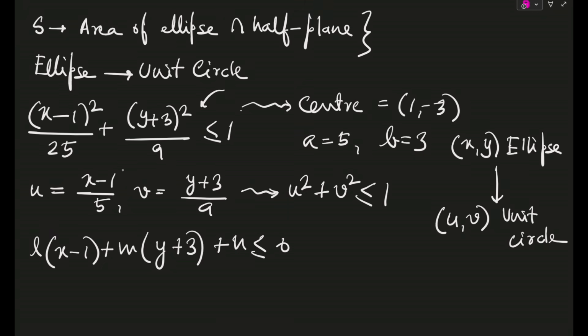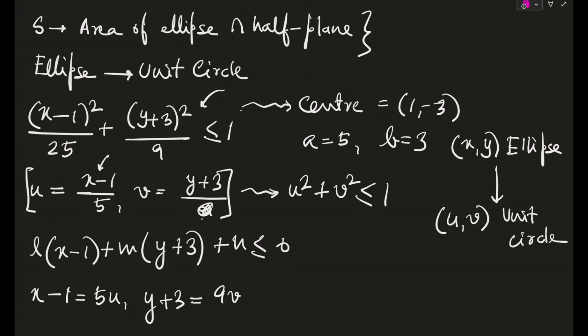Now actually we will use the same substitution. So basically what you do is you substitute x minus 1 as equal to 5u and y plus 3 as equal to 3v. I'm sorry, I guess it was not 9v. This thing is not 9, I guess this will be 3. This will also be 3.